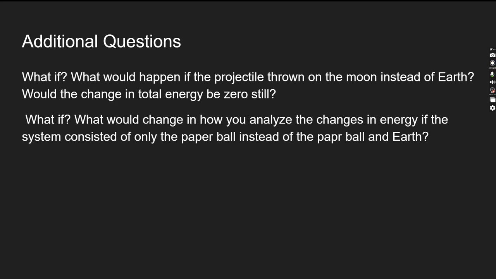And then the second what-if question: what would change in how you analyze the changes in energy if the system consisted of only the paper ball instead of the paper ball and Earth? The total energy would change in this case because there would be no potential energy. It would be a point particle system. The total energy would increase as the kinetic energy increased.